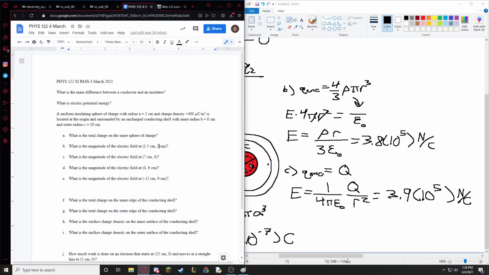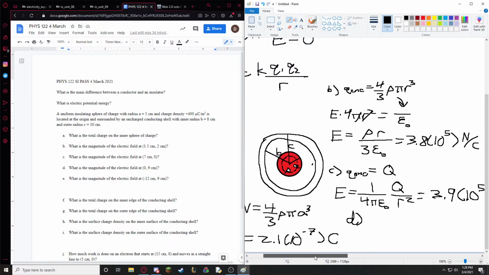Part D. Quick, someone tell me what's the electric field for part D? Zero. And why? Because it's within the conducting shell. Exactly. The Gaussian sphere is within the conducting shell. So for part D, we're at 9 centimeters, which means we're right up here, and we are inside our conductor, which means electric field is 0. Boom, free points. Conductor.